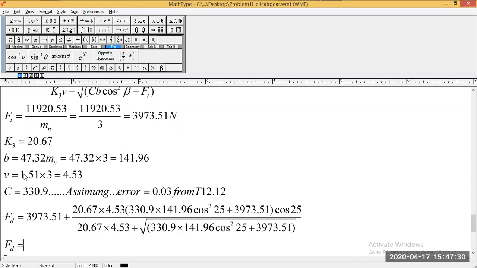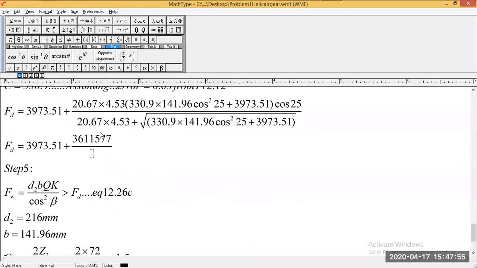Okay, so we'll break this up. It'll come to like 0.51 plus a fraction. The numerator, what I got is 361157.577. That's what I got in the numerator. Then the denominator you need to calculate. Just check if the numerator I'm doing is correct.